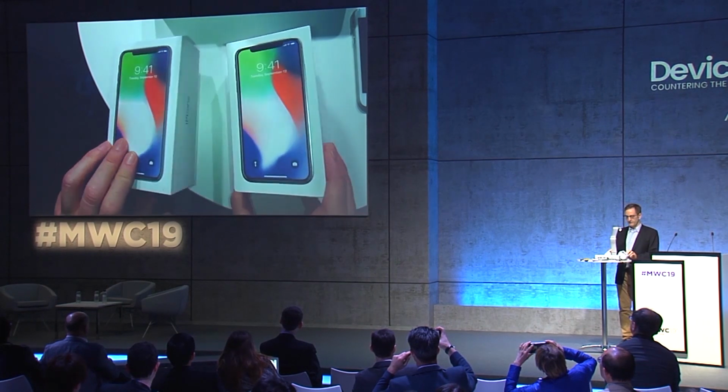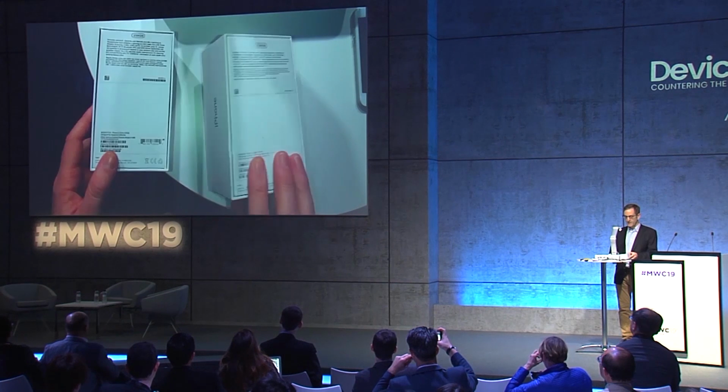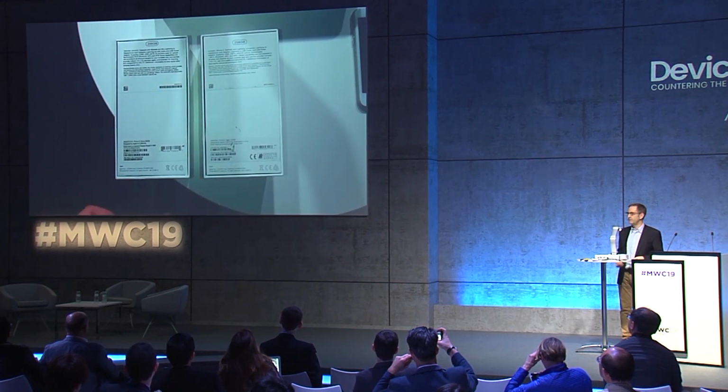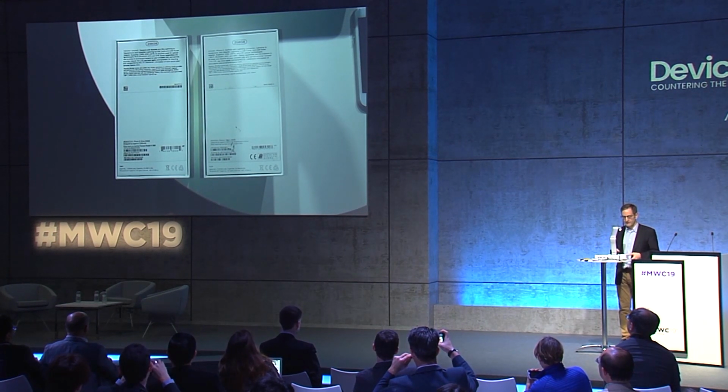I'll turn them over so you can see the sides. There's the iPhone logo that you'd expect. On the back, you see all the various information that you'd expect to see, including the IMEI, the barcode, and so on. So essentially perfect at this level.